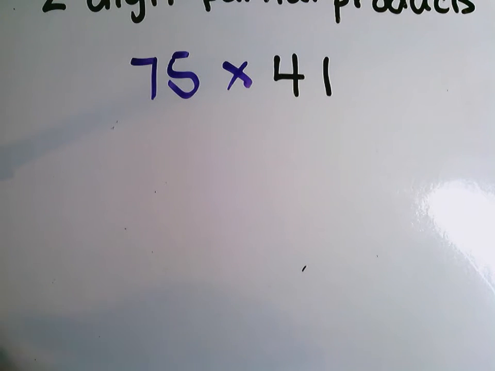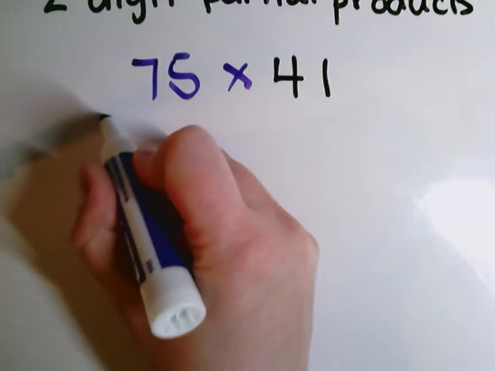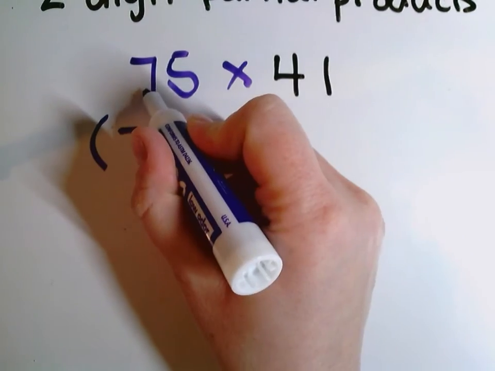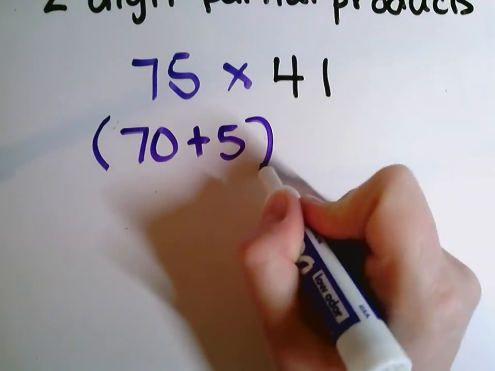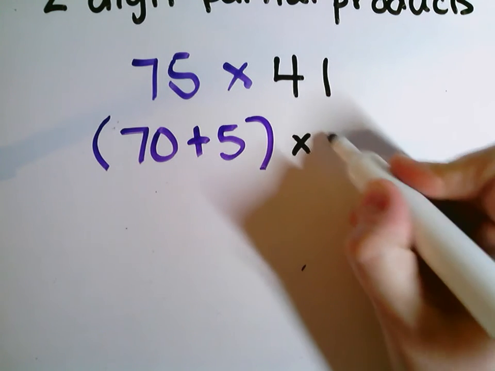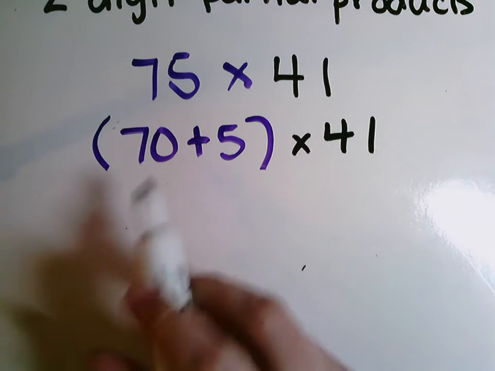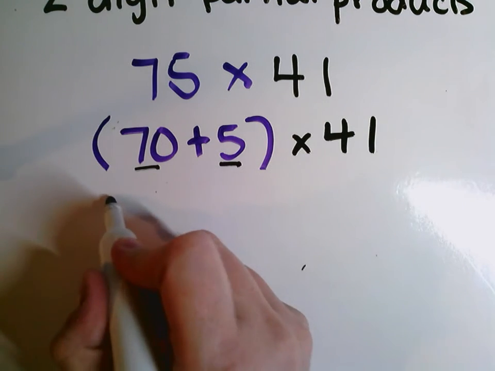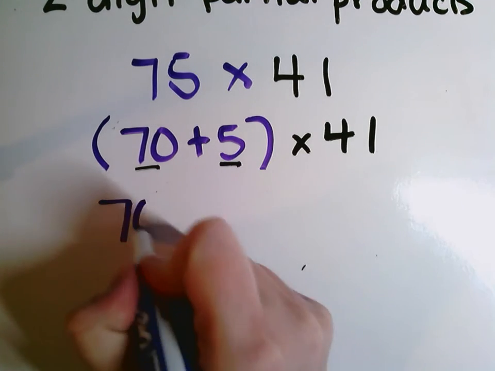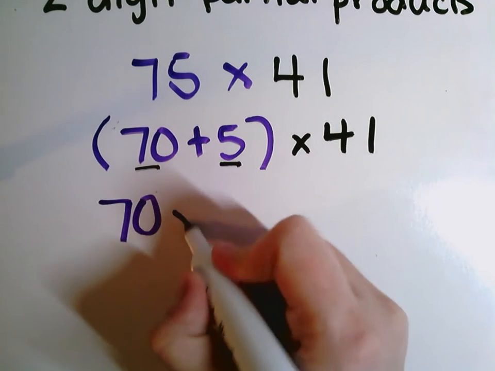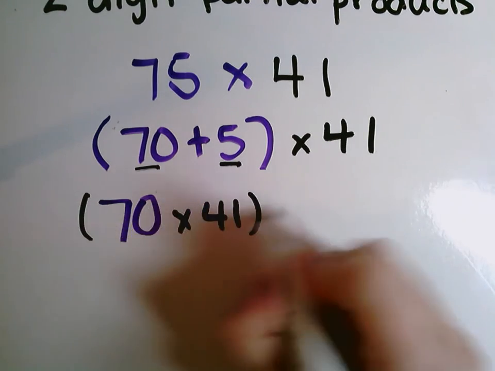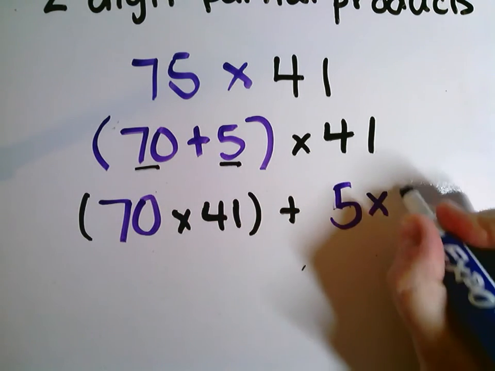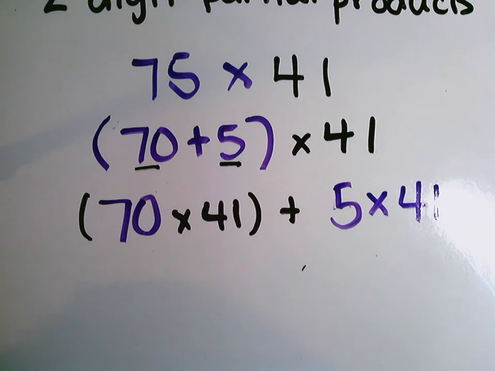Okay, so I'm going to take my first number and break it into my place value of 70 plus 5, right? I have a 75, I have 70 plus 5. I'm going to be multiplying that times 41. So I'm going to multiply each of these place values by 41. So I'm going to do 70 times 41. I'm going to add that to 5 times 41. They're both going to multiply by 41.